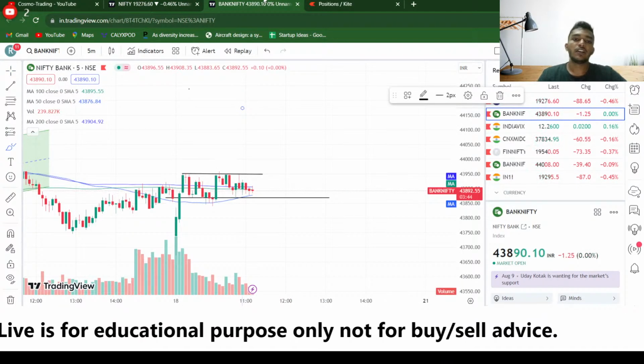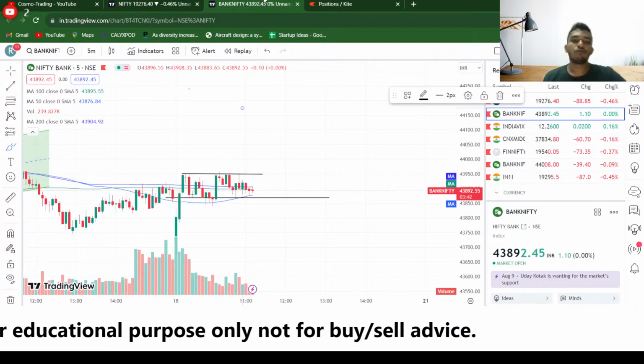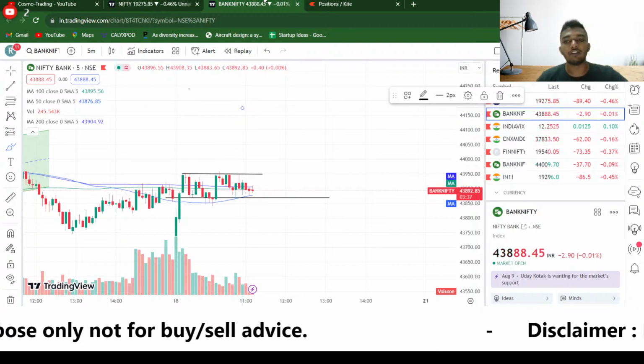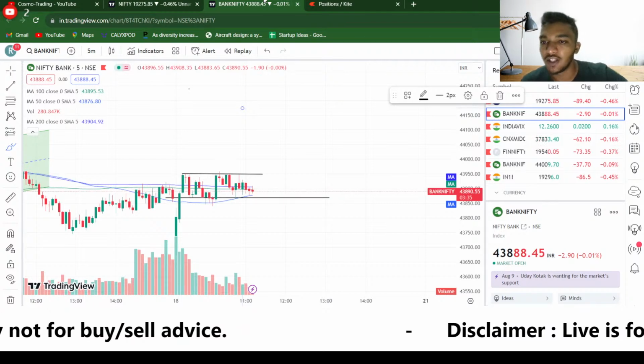So Bank Nifty needs to sustain above 43,900. If it sustains above 43,900, then we will see a nice upside momentum, and we will eventually break the 43,950 area.